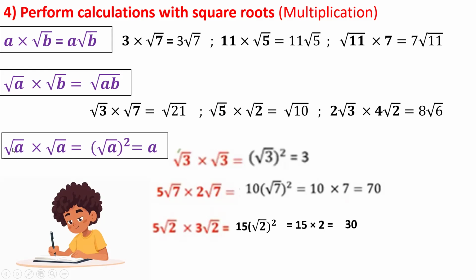Now, rule number 3, also we are multiplying two radicals, but the radicands are the same. For example, radical A times radical A is equal to radical A, all of it squared, which is the squared cancels the radical and the root is A. Radical 3 times radical 3, we write it radical 3, all of it squared, which is a 3. 5 radical 7 times 2 radical 7, we multiply the 5 by the 2, which is 10. Radical 7 times radical 7 is radical 7 squared. Now the squared cancels the radical and it comes out as 7. So we multiply 10 times 7, which is 70.